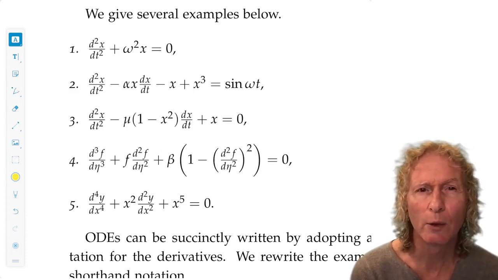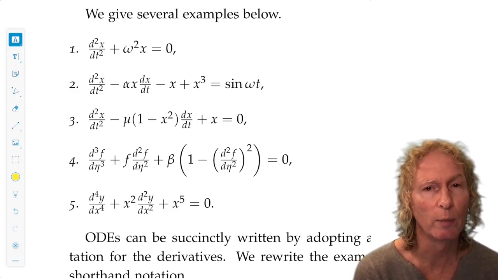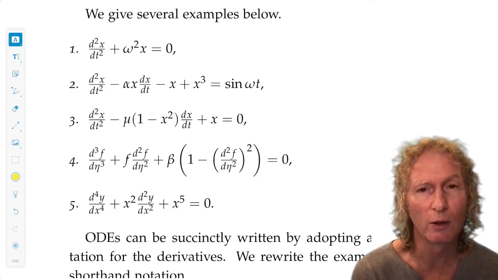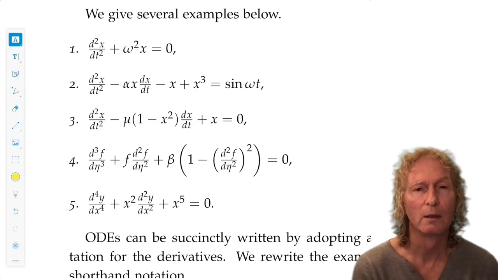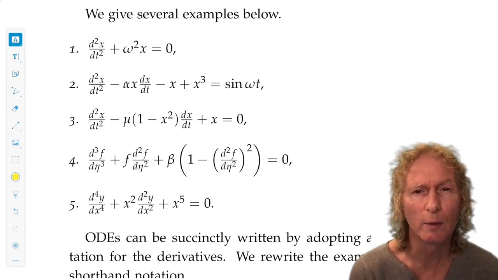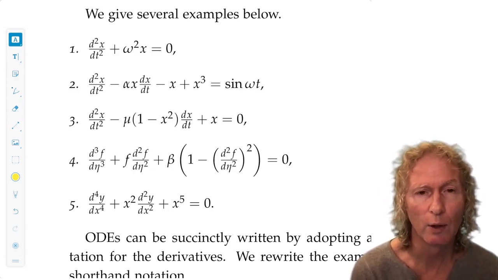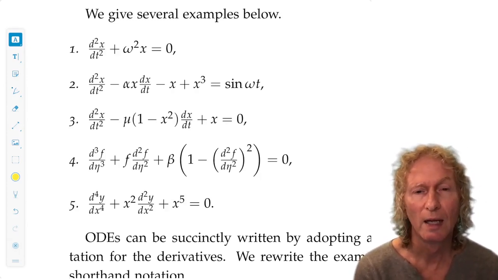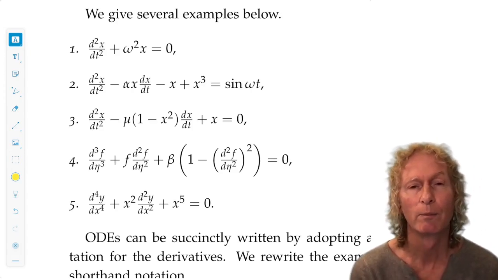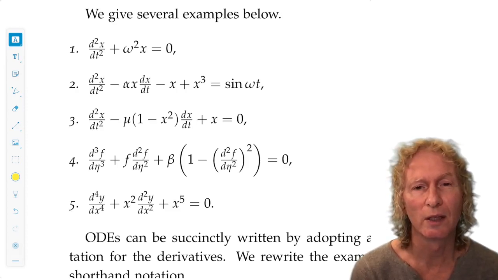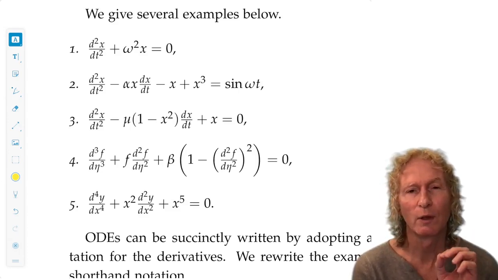We don't see any t appearing in 1, for which t is also the independent variable. Equation 3, t is also the independent variable, and t does not appear explicitly in the equation, so it's autonomous. Equation 4, eta is the independent variable, and we don't see eta appearing anywhere explicitly in the equation, so that's an autonomous equation. Equation 5, x is the independent variable, and we see x appearing in the x squared second derivative term and the x to the fifth term. So it is non-autonomous.